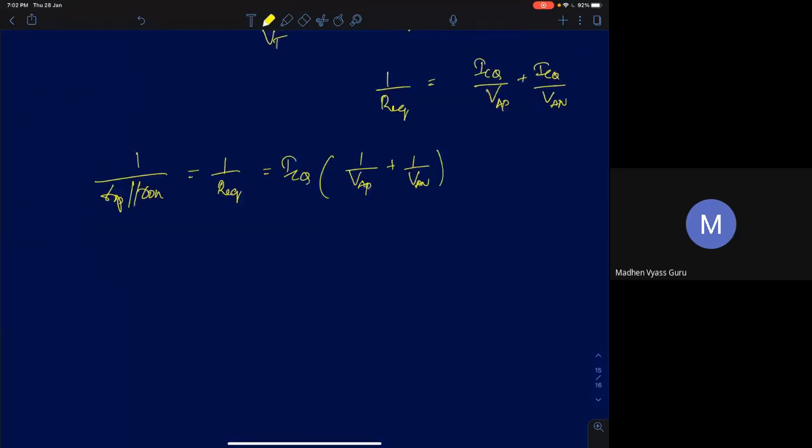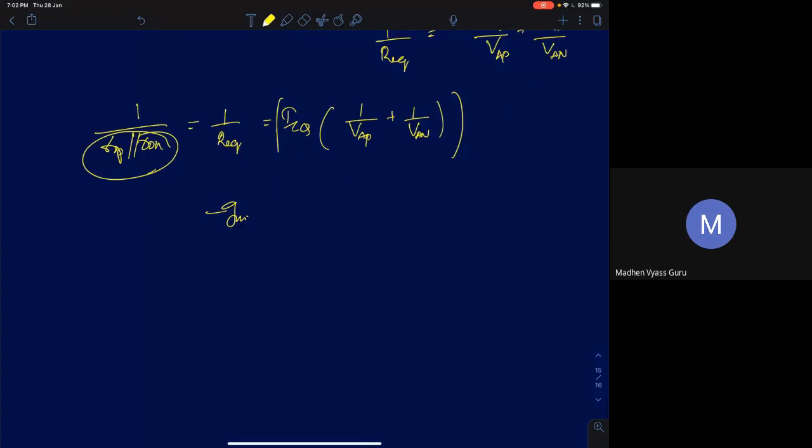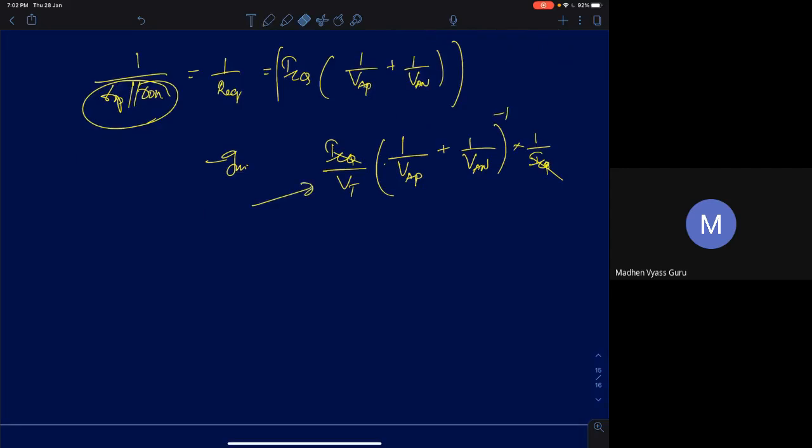Okay. Now your overall gain will be minus of GM into ROP parallel RON. So the whole inverse of this. So minus of GM is ICQ upon VT, and the whole inverse of this. So you will get an expression like this: 1 by VAP plus 1 by VAN, the whole inverse, into 1 by ICQ. You cancel out, you will be left with this. Most of you I think got it right. So VAP VAN by VAP plus VAN into 1 by VT. So now again, if you see, this gain also is independent of the bias current.